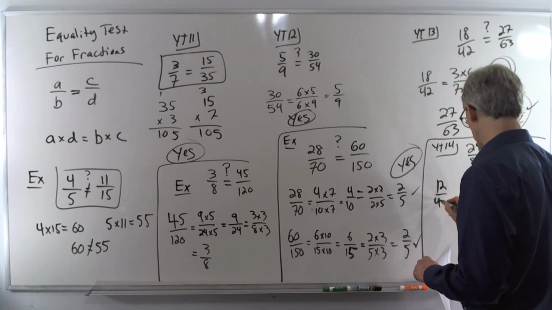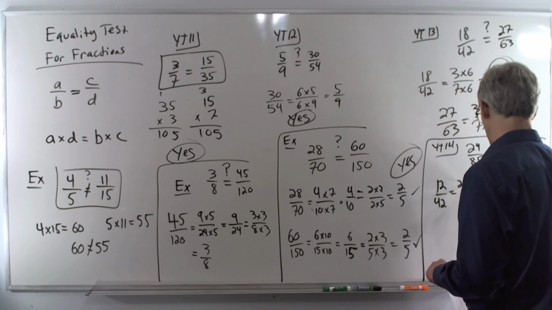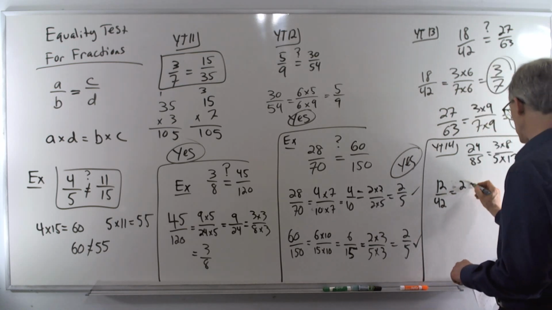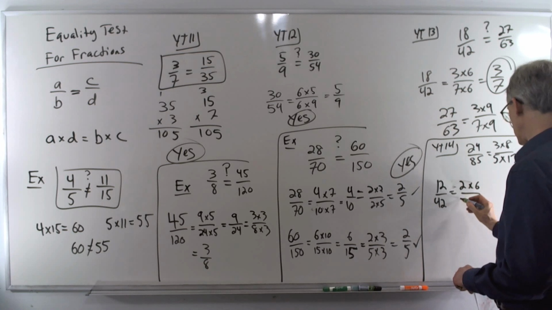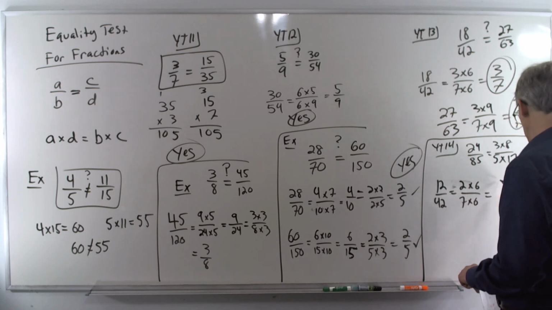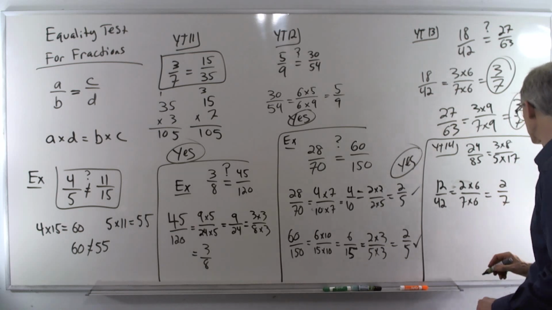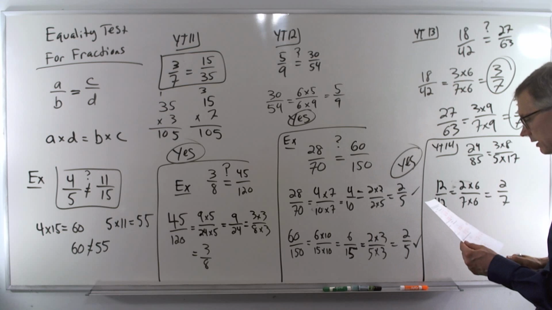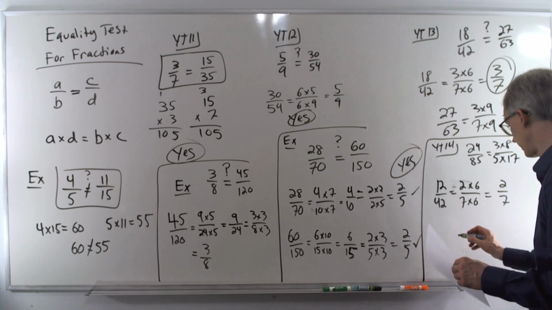12 over 42. Both of these are divisible by 6, so we're going to do 2 times 6 and 7 times 6, which gives us 2/7. And lastly, 32 over 112.